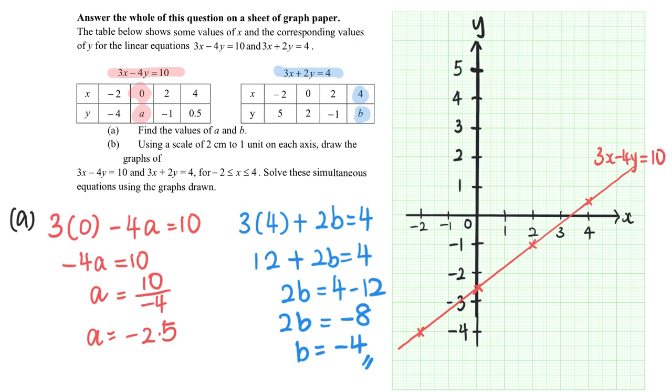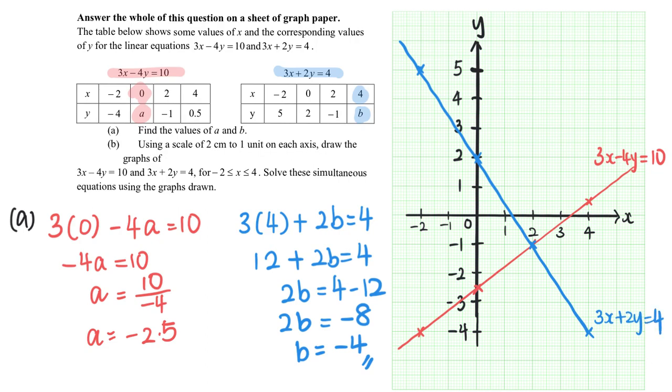And the next line, negative 2 and 5. x is 0, y is 2. 2 and negative 1 again. 4 and negative 4. So this will be the other equation, 3x plus 2y equals to 4.